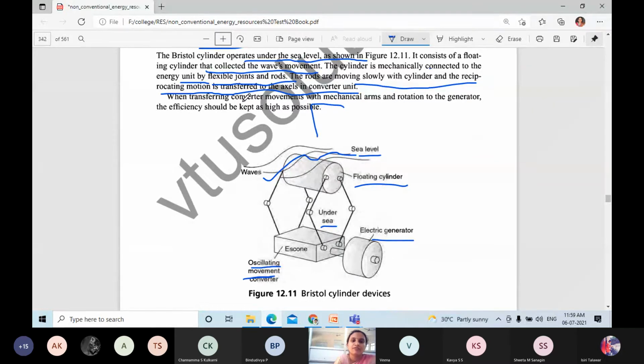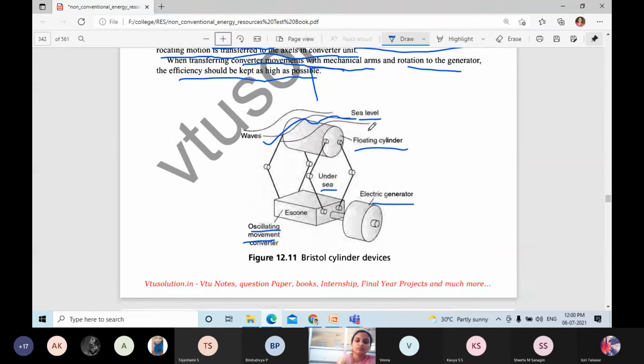When transferring converter movements with mechanical arms and rotation to the generator, the efficiency should be kept as high as possible. That will pass to the rotator. The electric generator will be rotated due to the movement converter. At that situation efficiency should be as high as possible.